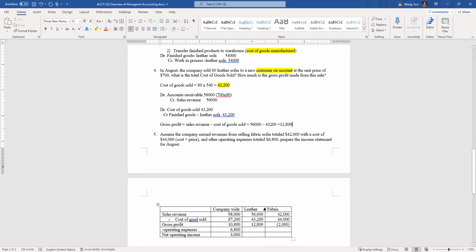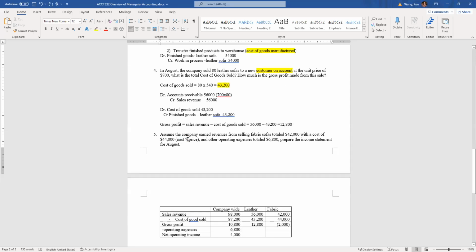And then finally, number 5, let's do a small summary for the transactions in August by summarizing the income statement. We already recognize, we know the revenue and the cost for selling the leather sofas. Then the fabric sofa information is directly given here. So we made a sales revenue of 42,000, but the total cost is 44,000.